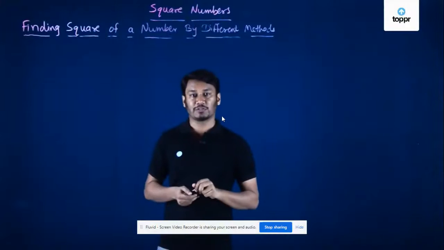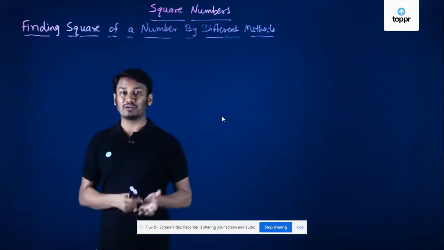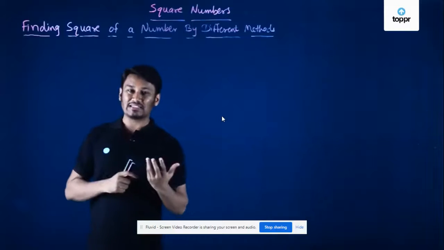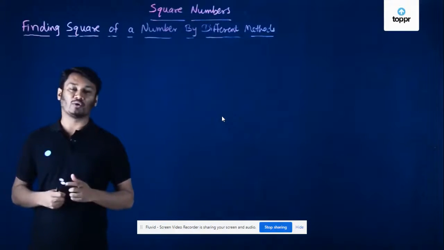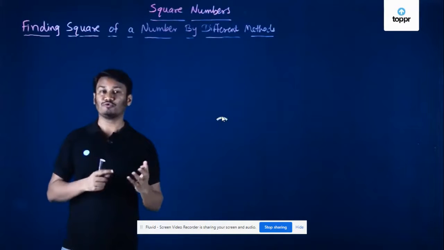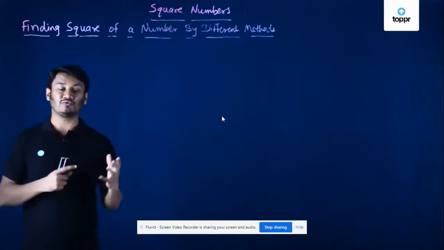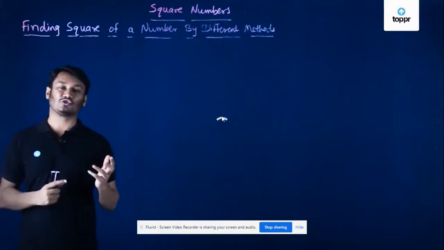Different methods. What do you mean by a square of a number? When a number is multiplied with itself, what we get is called the square of that particular number. For example, square of 2 will be 2 into 2, which is equal to 4. Square of 3 will be 3 into 3, which is equal to 9, and so on.